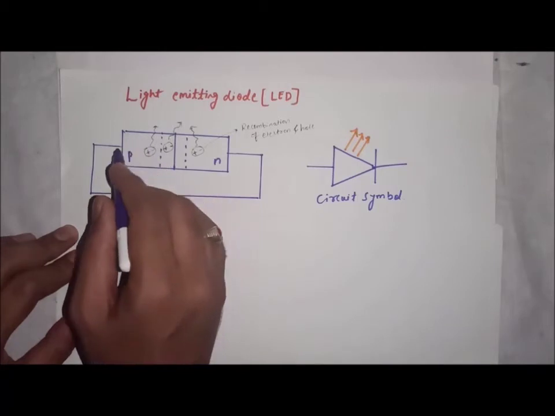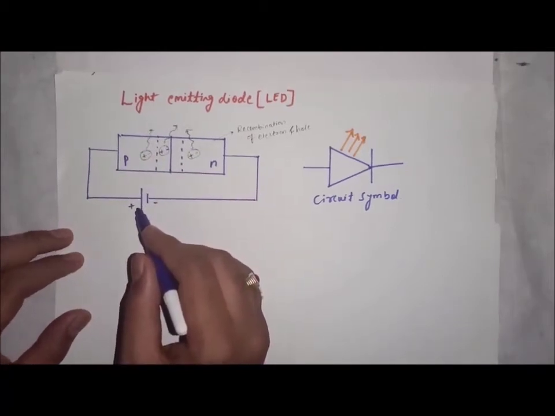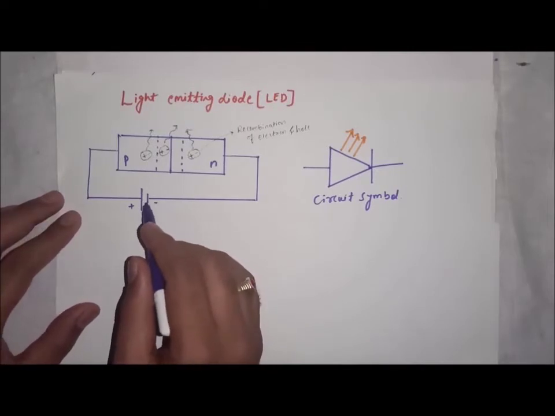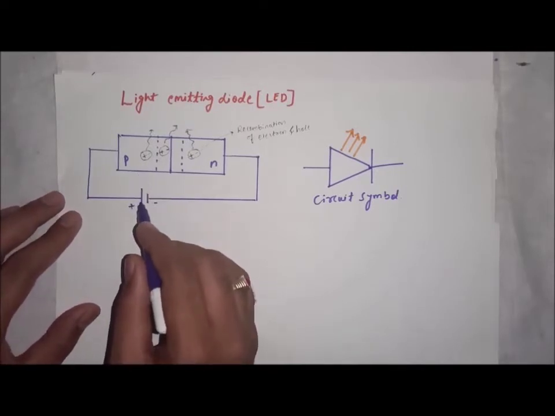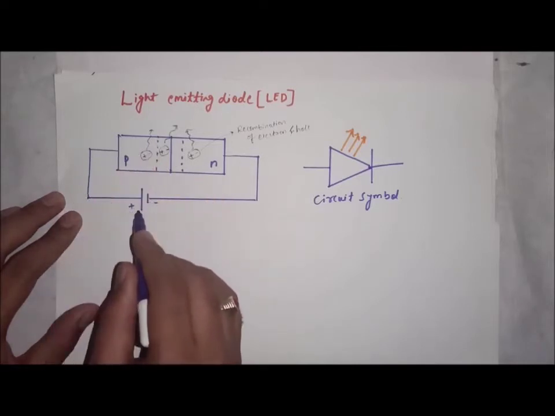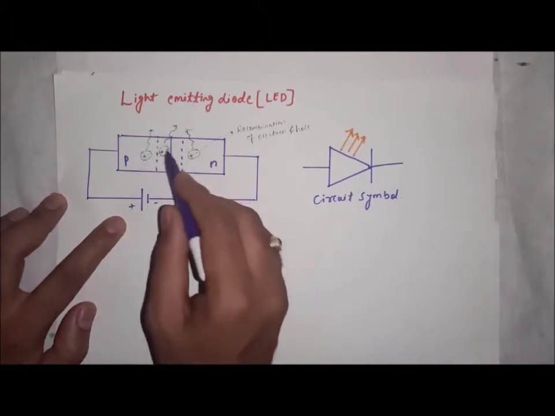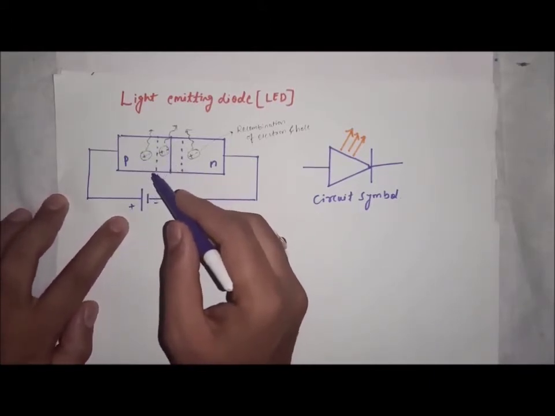So the LEDs are always used in forward bias. Remember, this is the principle behind the LED. So it should be used in forward bias condition. Why is it forward bias? Because the P side is connected to the positive terminal and the N side is connected to the negative terminal. So the diode is forward biased.